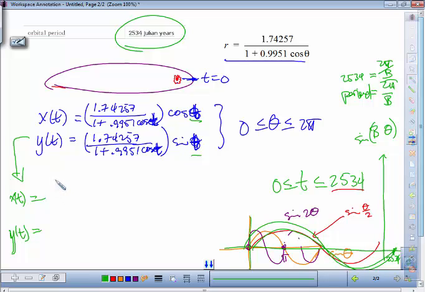So we're going to rewrite our function 1.74257 divided by 1 plus 0.9951 times cosine of 2 pi theta divided by 2534. That's your R, and then cosine, and then you'll do the same thing, 2 pi theta divided by 2534.